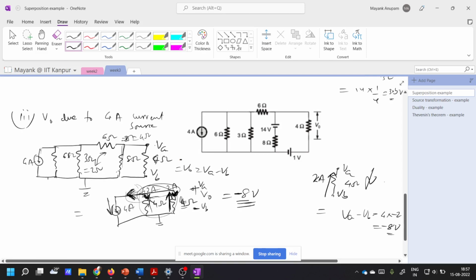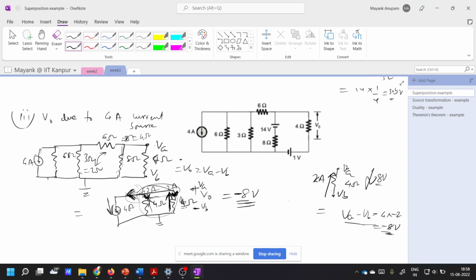If the current is flowing like this, then it would be 8 volts. But the current is flowing in the other direction. The current is flowing from VB to VA, isn't it? So the drop should occur from VB to VA, not the other way around. So that is why when you say VA minus VB, it will become minus 8 volts. Correct?